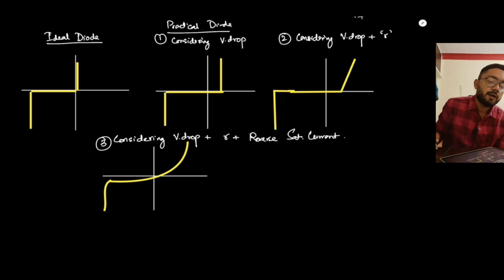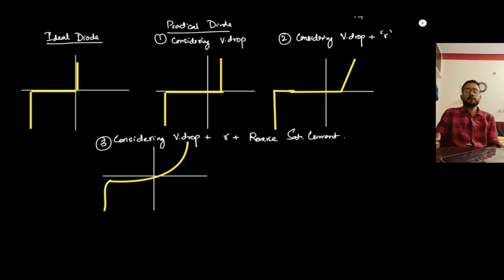Okay, so now I hope that the characteristics of a diode are now clear. So next we can move over to applications of diode. So we will start with the half wave rectifier. So the half wave rectifier is one of the most utilized applications of the diode.